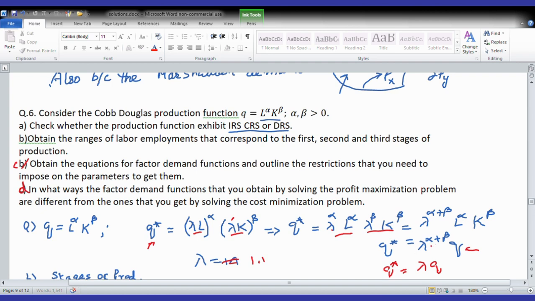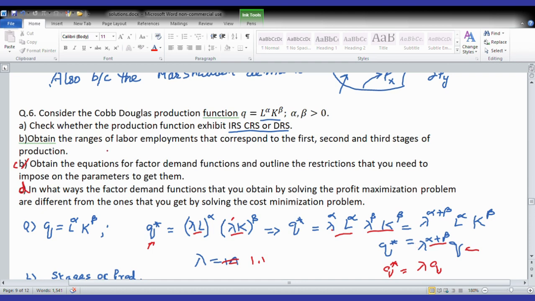If alpha plus beta is greater than 1, this means Q will be increasing by more than 10%, and if it is less than 1, then Q will be increasing by less than 10%. So it all depends upon the power of lambda. If it is equal to 1, we have constant returns to scale. If it is greater than 1, we have increasing returns to scale. If it is less than 1, we have decreasing returns to scale.